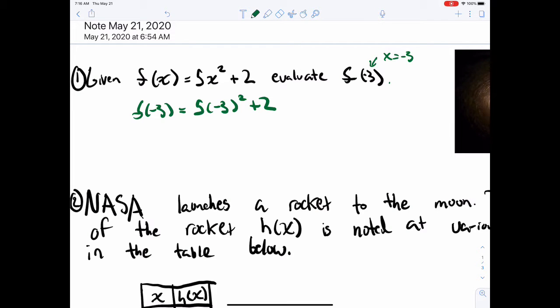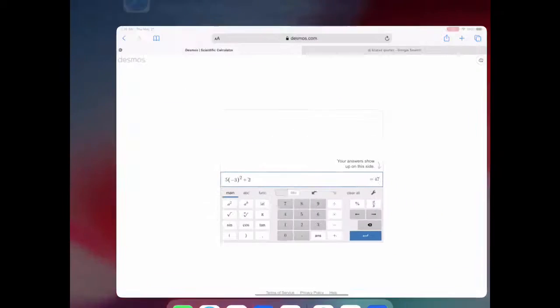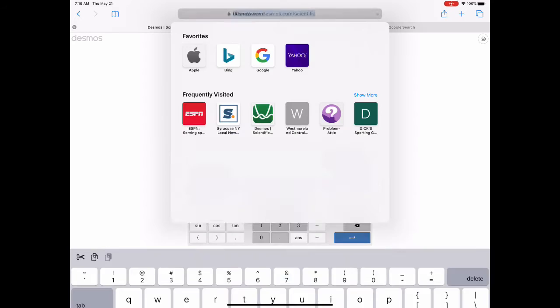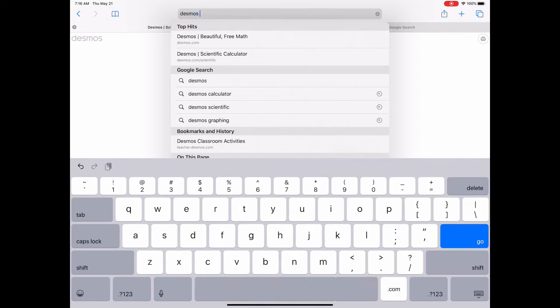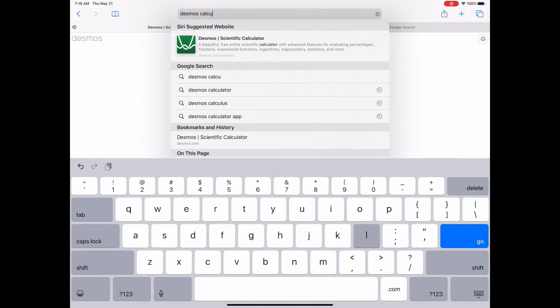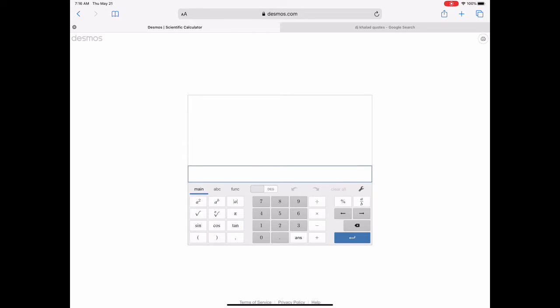I don't think I've showed you a calculator before. I want you guys to go to Safari, or whatever it is, Google Chrome probably. And I want you to type in Desmos calculator. And then you can press scientific calculator. And then you get this nice calculator that has a lot of the good buttons that we're going to be using here.